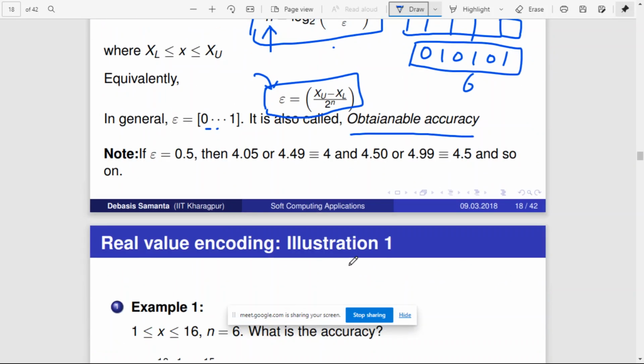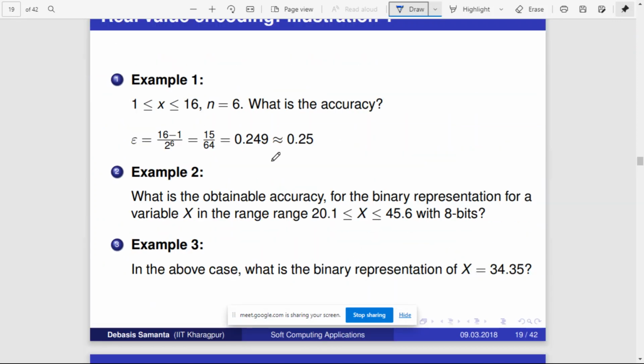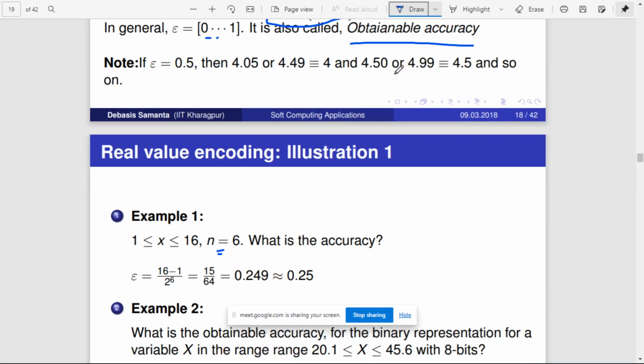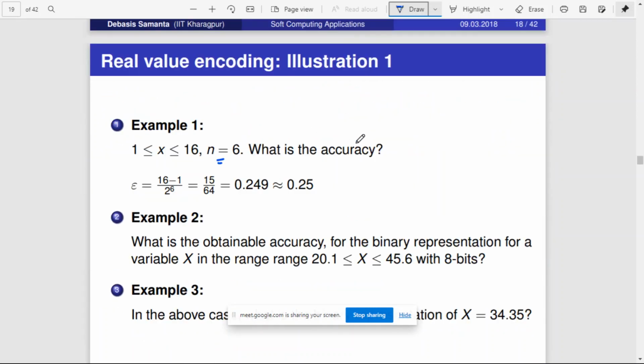Okay. We will be discussing some formulas, some problems on this. So here is a problem. See one. x takes values between 1 and 16. N is given as 6. Okay. Now the question is, what is epsilon? What is the formula for epsilon? Epsilon is (xu minus xl) by 2 to the power n.